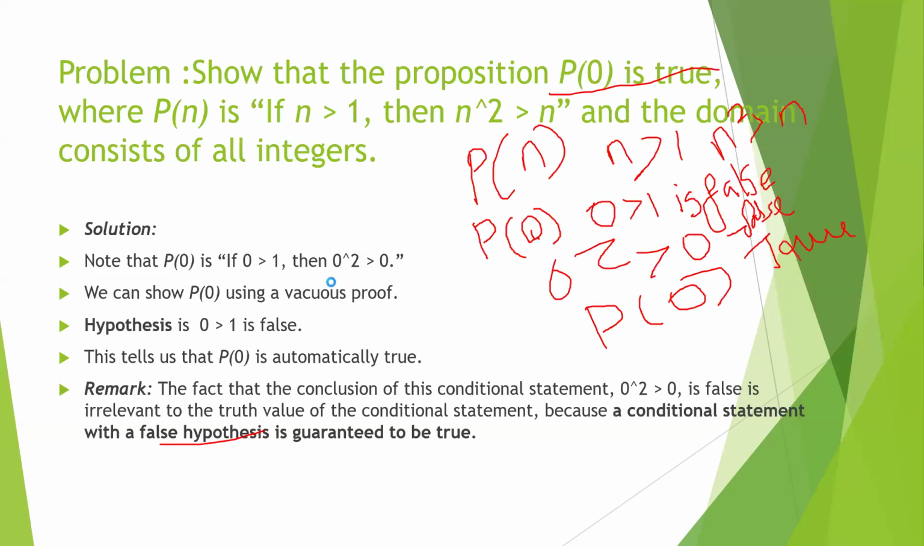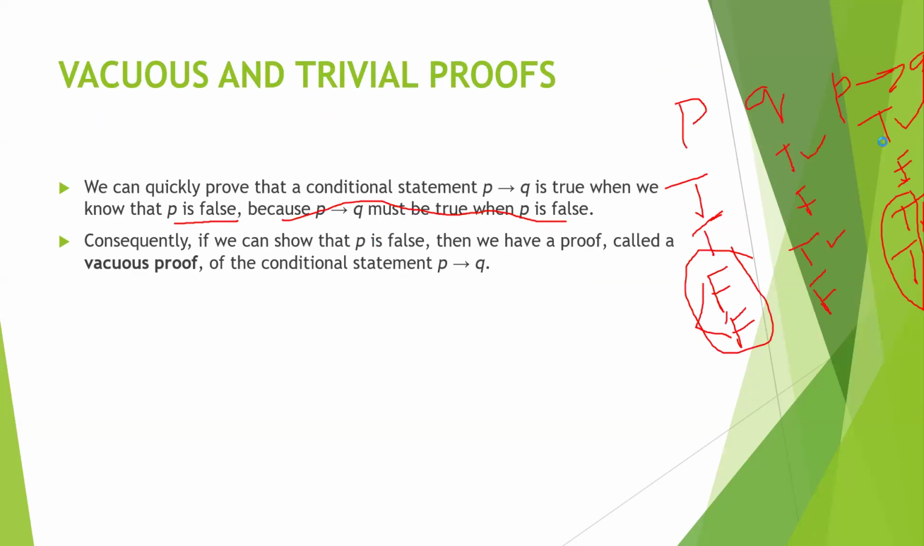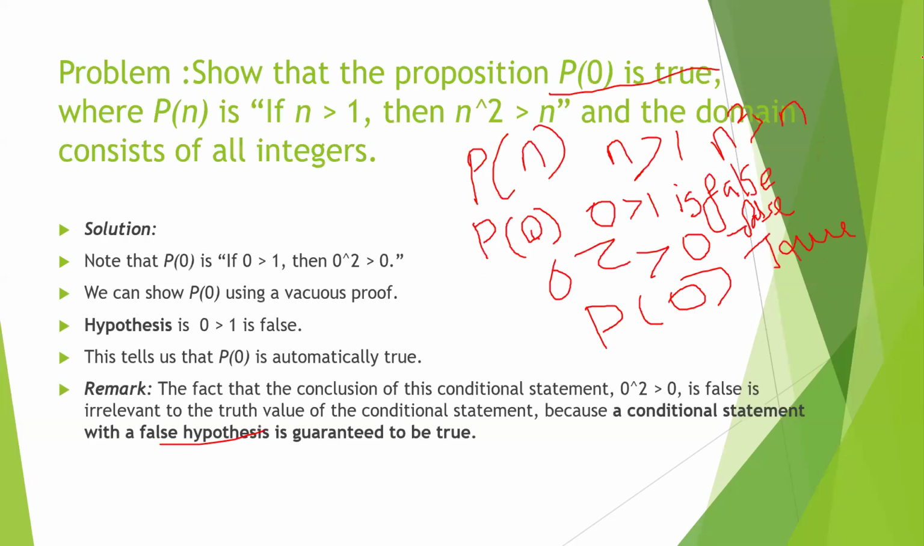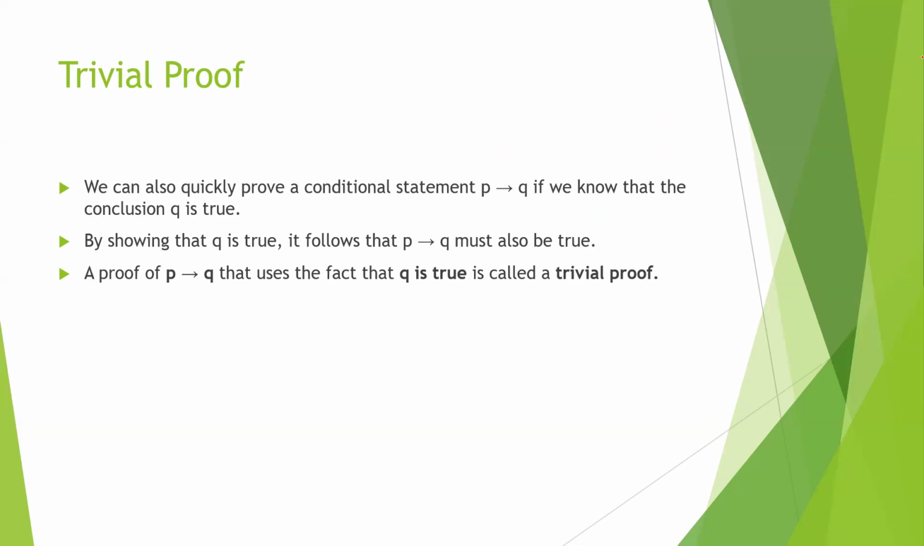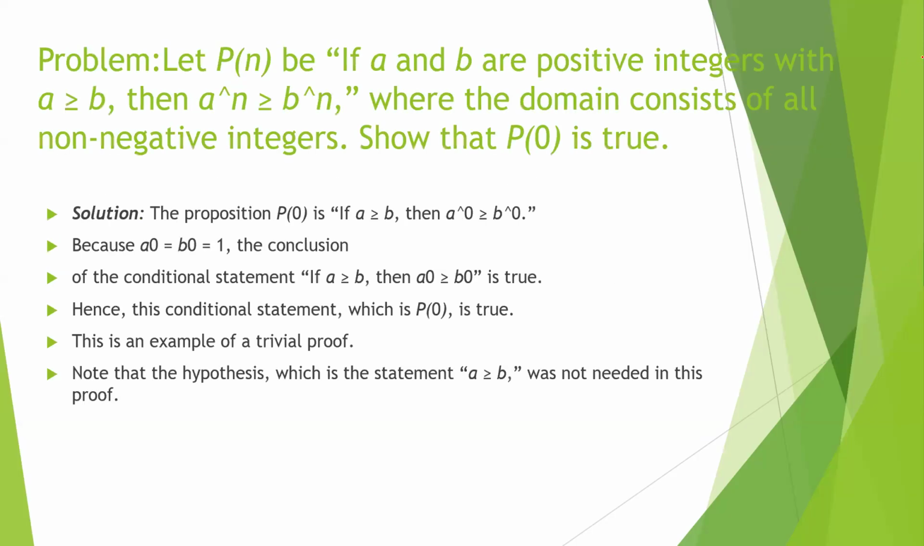Using the fact that Q is true, we have to find out that P implies Q is true. That is called a trivial proof. We have to show that.